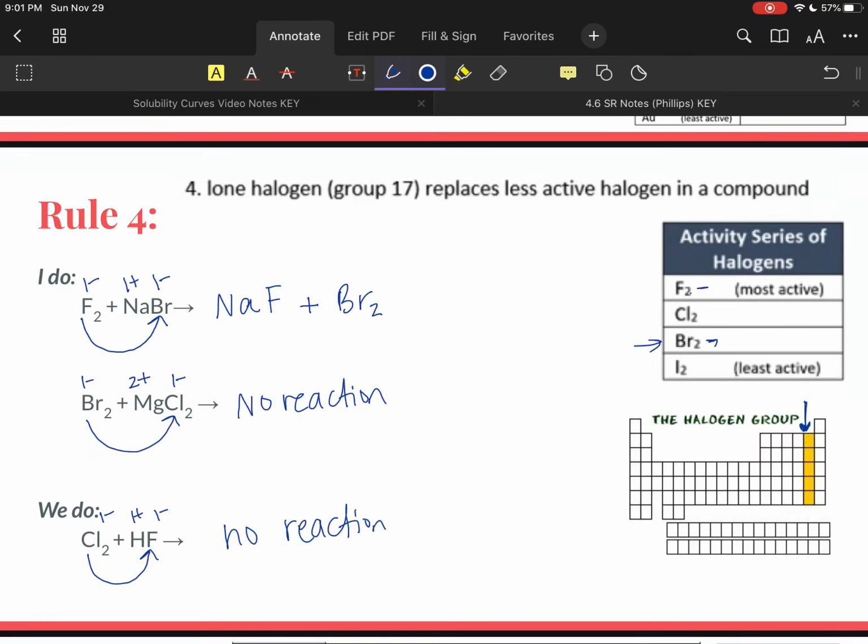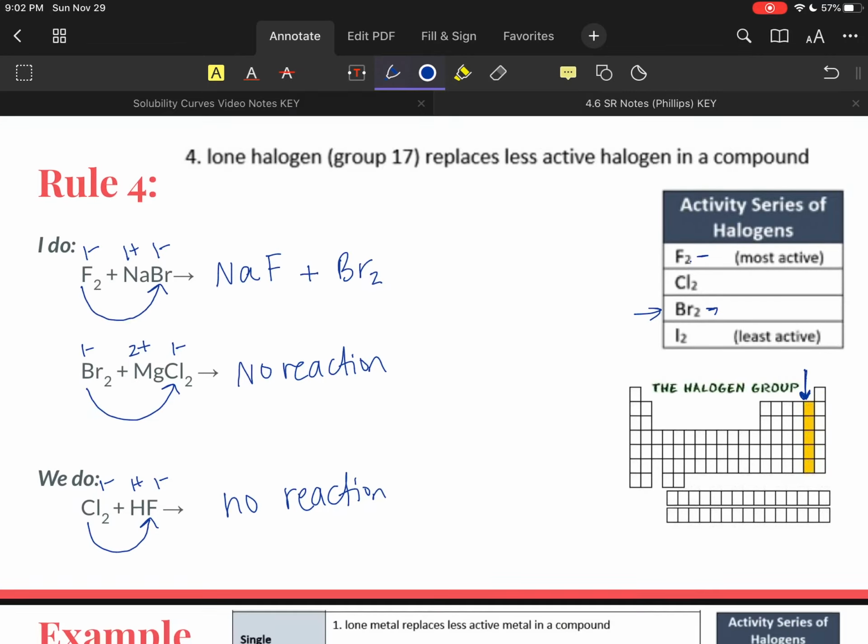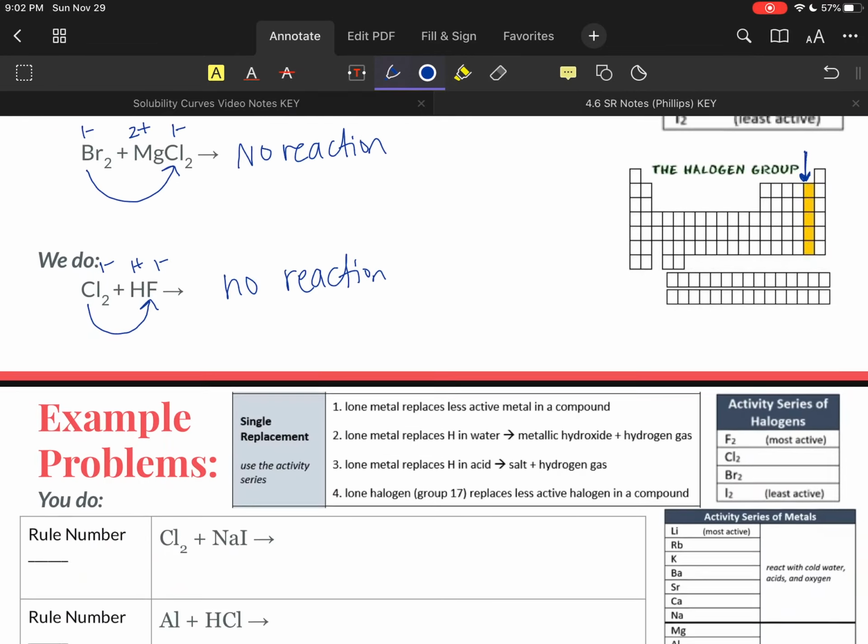Okay, so it's smart. You want to go ahead and look at your activity series before you start doing all the work. Once you know what it's going to swap with, look at your activity series. Otherwise, you're going to do a whole bunch of stuff that you don't have to do because no reaction takes place.